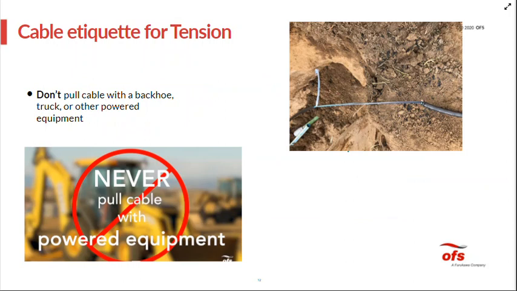There are sometimes a few people that haven't seen the rule. Maybe they're installing a cable, the cable gets stuck, and they're tempted to pull the cable with a backhoe, a truck, or some other powered equipment. Please never do this. That equipment is not designed to install fiber optic cable, and it can certainly overtension the cable, as you can see in this upper right-hand picture, where some unfortunate installer actually broke the cable in half by using a truck or a backhoe or some other equipment to install the cable.